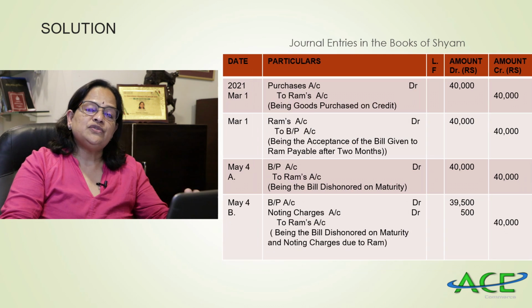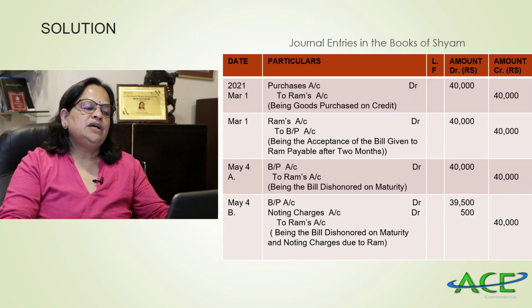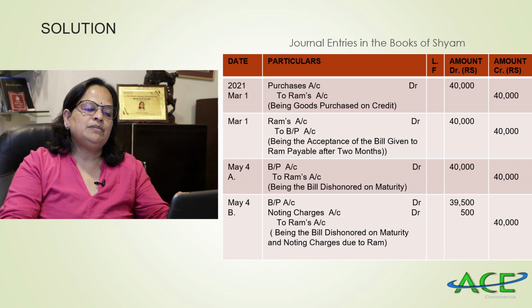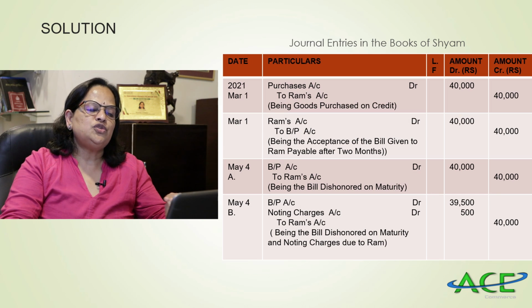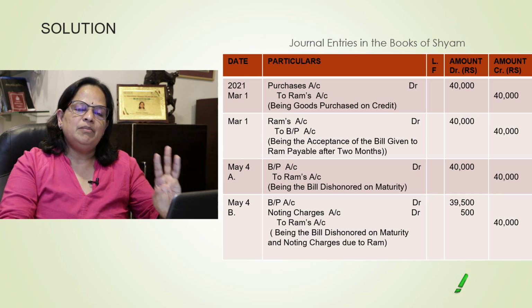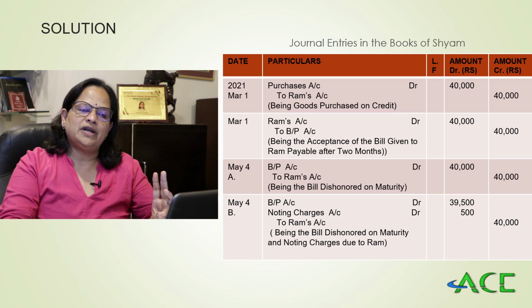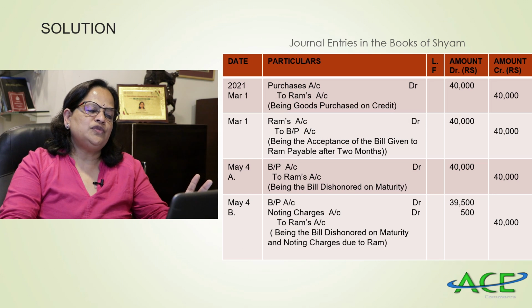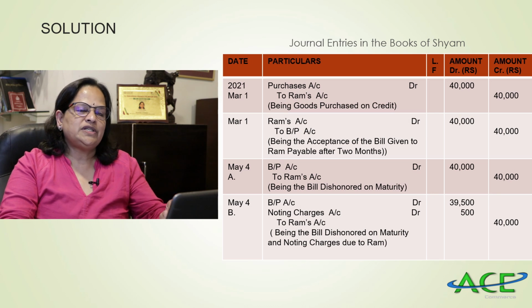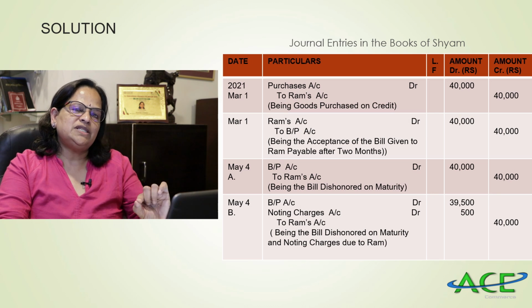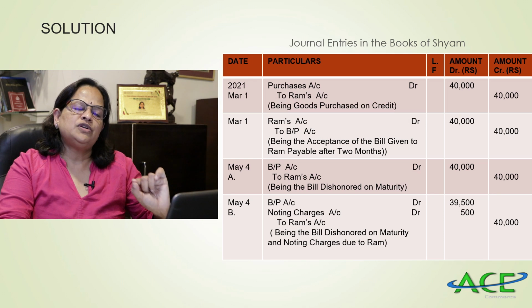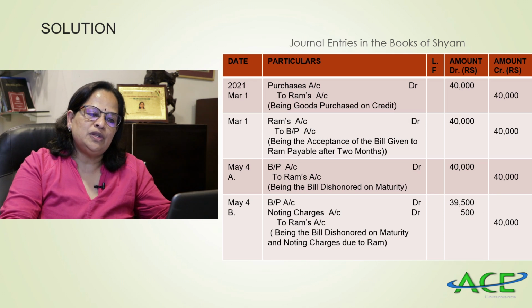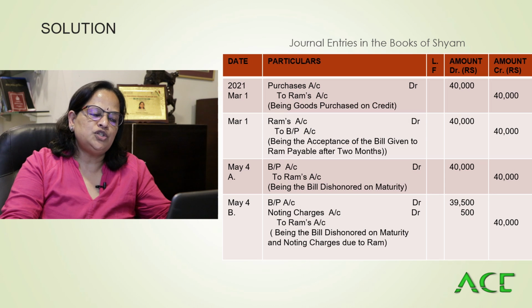Now in the case of Shyam, we have to see the journal entries. See, the first date is March 1st. Purchases account debit 40,000 to Ram's account 40,000, being goods purchased from Ram on credit. Next is March 1st. Ram's account debit 40,000 to bills payable account 40,000. He is giving the bill to Ram on the same date. So it is bills payable for Shyam, being the acceptance of the bill given to Ram payable after 2 months.